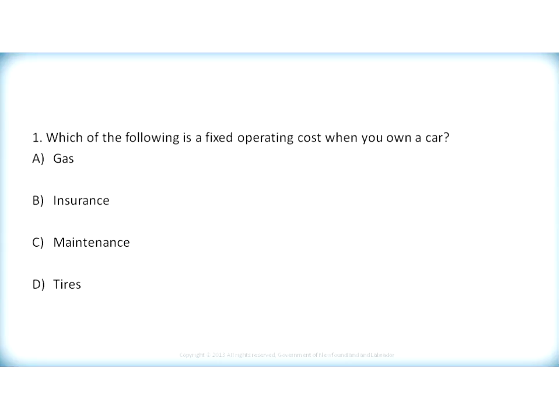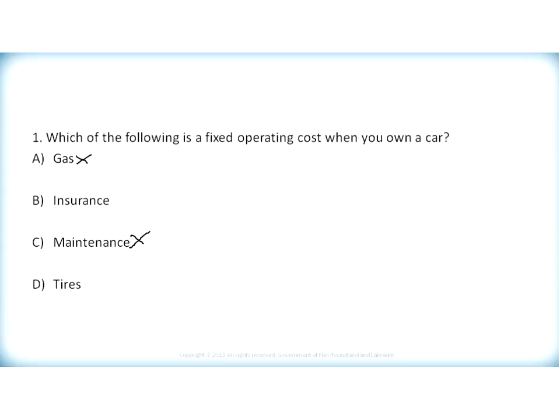So which of the following is a fixed operating cost when you own a car? Is it A, gas, B, insurance, C, maintenance, or D, tires? Well, gas is definitely dependent on the amount of usage. The more you use your car, the more gas you're going to burn, which means you're going to have to buy more gas. That's definitely a variable cost.